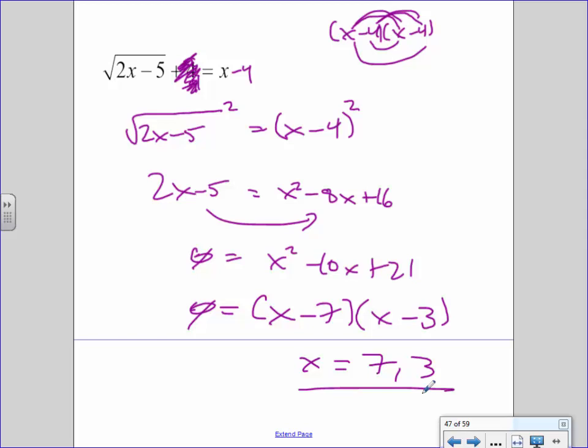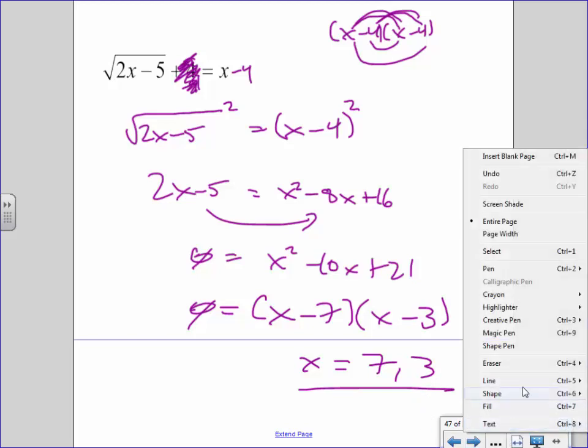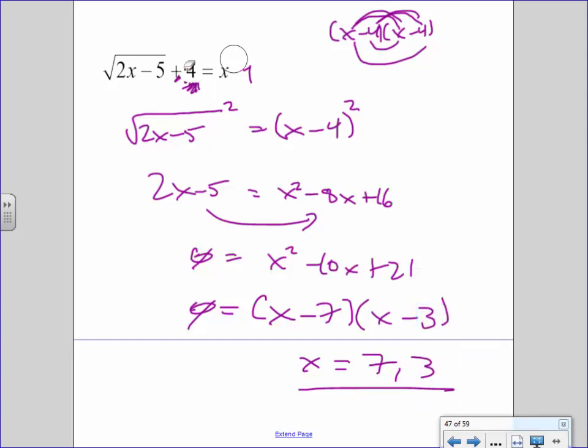Okay, one thing though. A good mathematician, you guys are all good mathematicians because I'm your teacher. You guys need to check your work. You always have to check your work. I want to show you something here. Let's say that I check just because you're like, hey, I want to make sure it works. Let's try 7. 2 times 7, that's 14. 14 minus 5 would give you 9. When you square root 9, that would give you 3. And 3 plus 4 would actually give you 7. So it looks like 7 actually works.